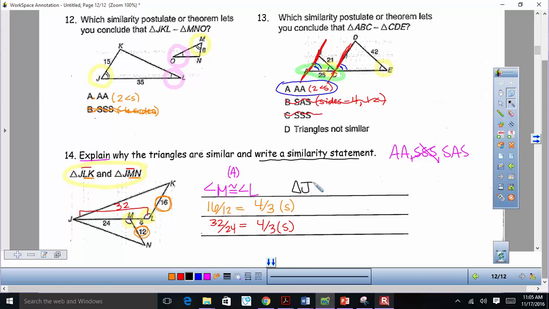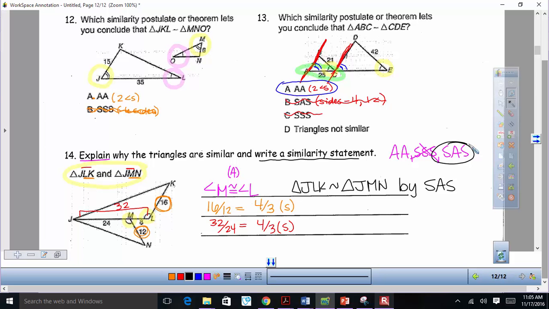Triangle JLK is similar to triangle JMN, and then you'd put by side, angle, side. So is that as bad as you thought it was going to be? No, you just have to show each little thing. And if you can't do that, then you're just being lazy.